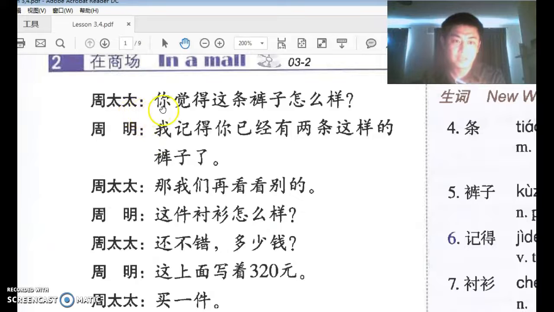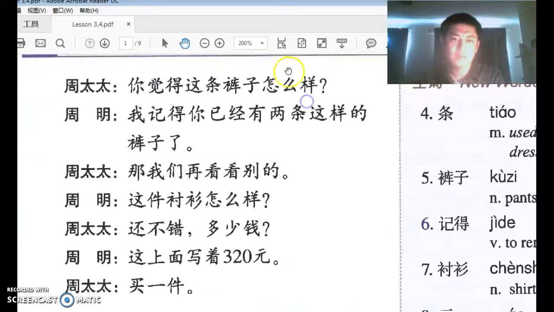周太太 says, 你觉得这条裤子怎么样？这条 is a measure word, 裤子 is the trousers. 怎么样, how about? How about these trousers? As far as you feel, you think.